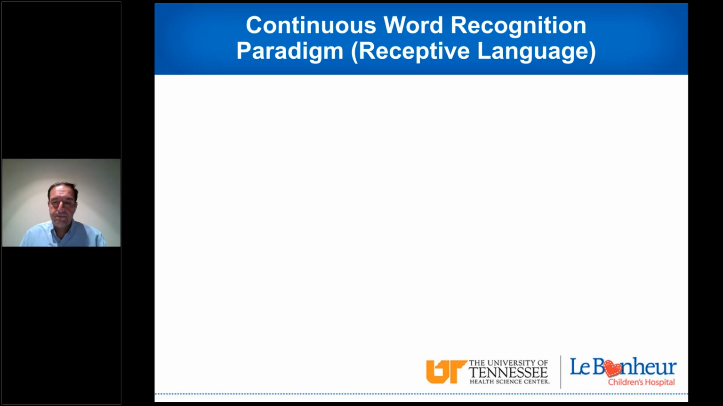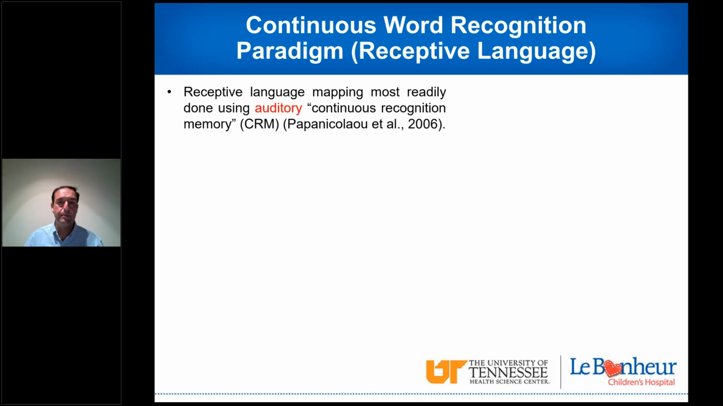And this is based on the continuous word recognition paradigm, or more popularly known as the CRM paradigm, where participants undergo receptive language mapping. There are several variations of this paradigm that are in circulation among MEG users. We have found this to be a very robust, very simple task that can be applied to children and adults equally, with comparable results in providing pretty consistent spatiotemporal profiles of language that are very reproducible within and across subjects.